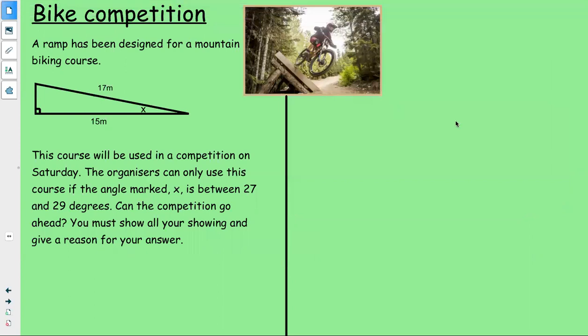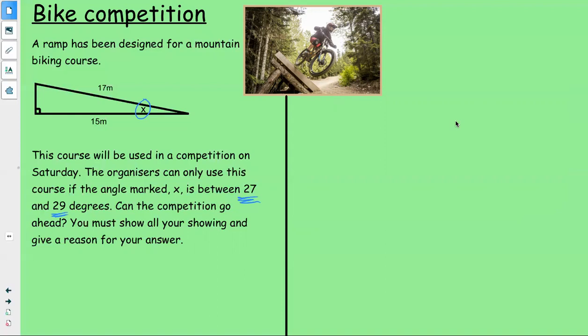Okay, so we like to tell you a wee story, but really we are applying trigonometry to this. It says a ramp has been designed for a mountain biking course. This course will be used in a competition on Saturday. The organiser can only use this course if the angle marked X is between 27 and 29 degrees. Can the competition go ahead? You must show all your working and give a reason for your answer. So basically what they're saying is work out this angle here, and is it between 27 and 29 degrees?